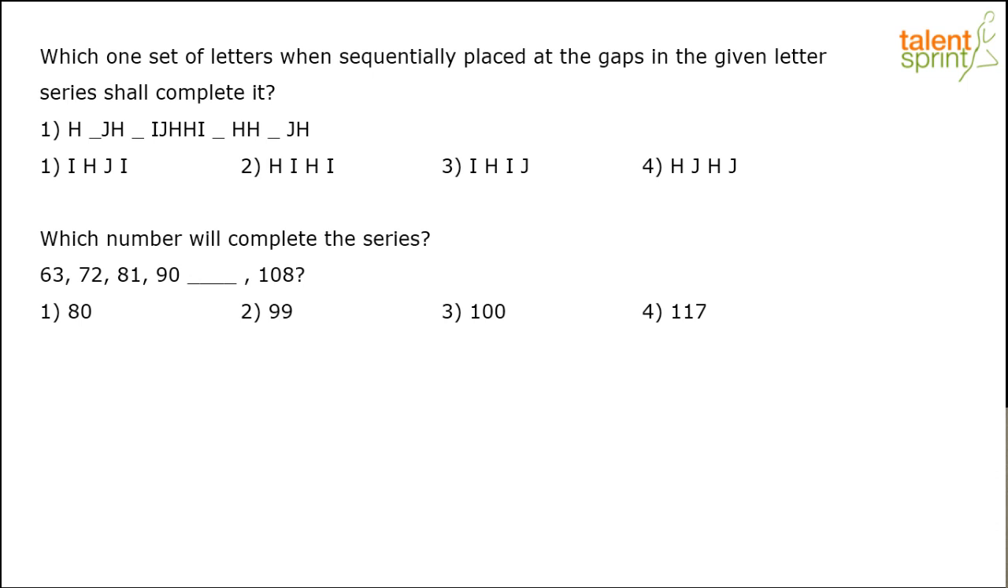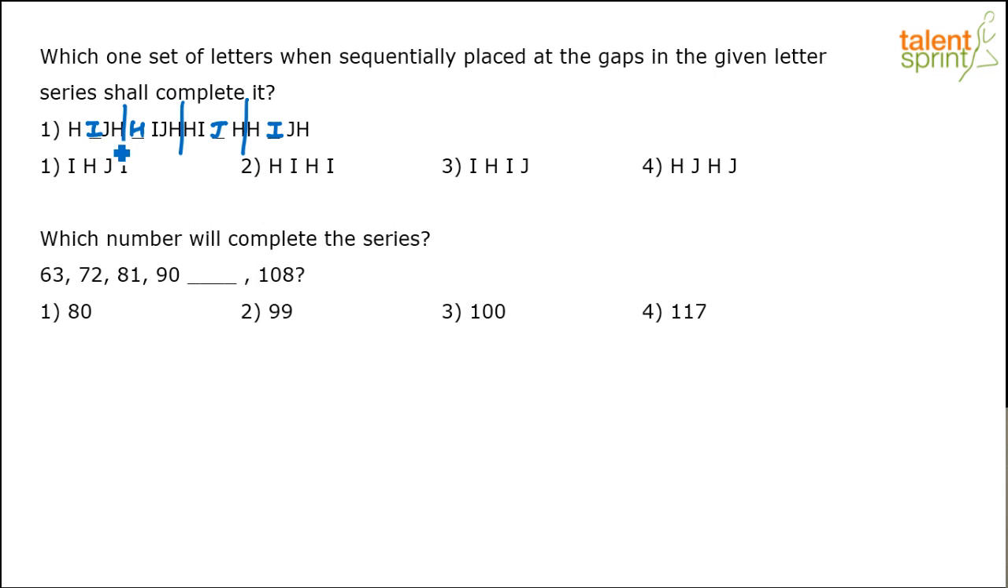Let's substitute option 1, see what happens. Option 1 has got IHJI, right? Substitute IHJI. Now try to read this out and see if you find a pattern there. HIJ, HHIJ, HHIJH. Looks like we have already got a pattern, right? It looks like it is HIJH, HIJH, HIJH.